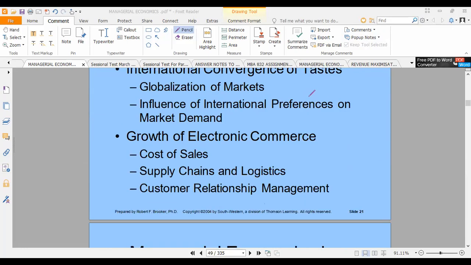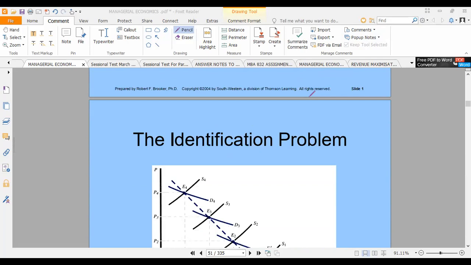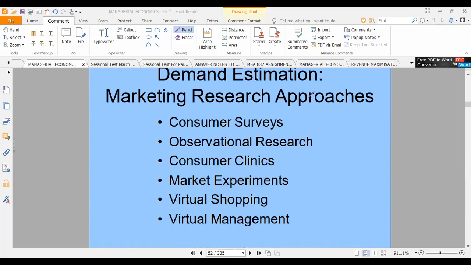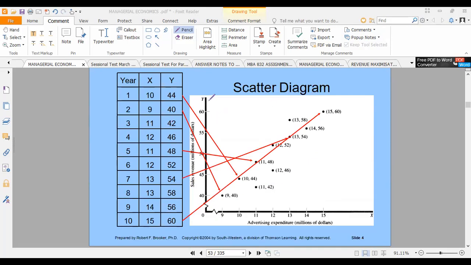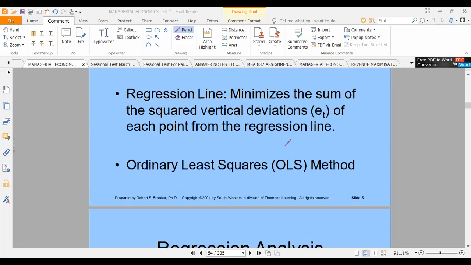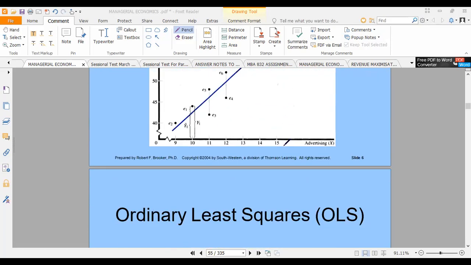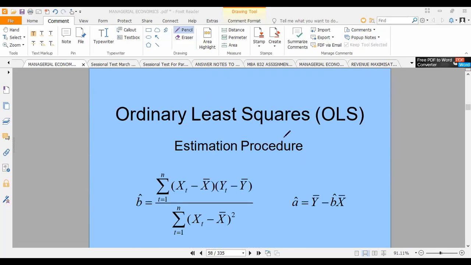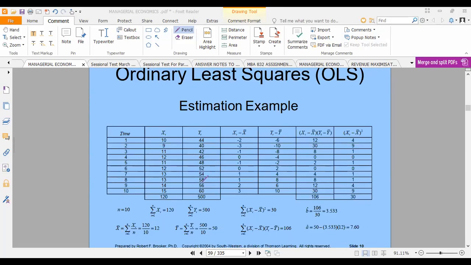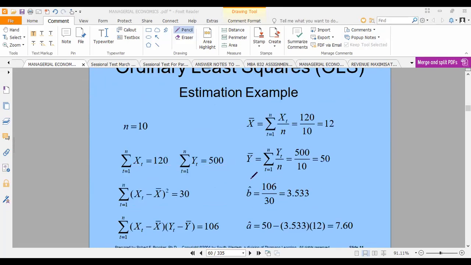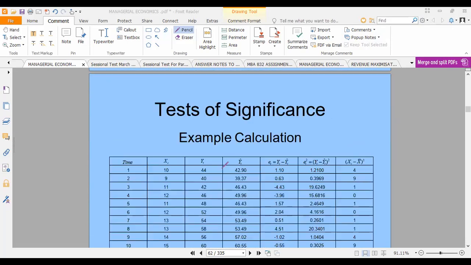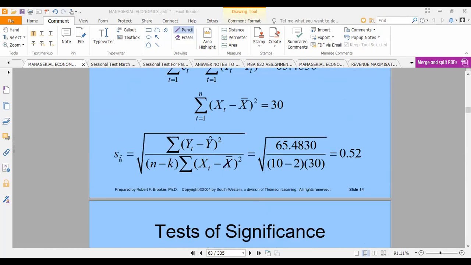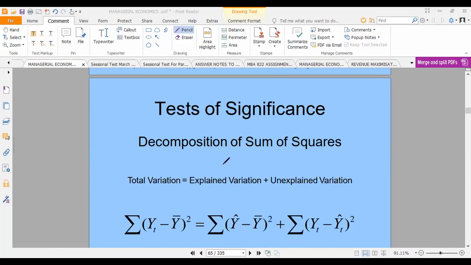So read on estimation and forecasting, where we're going to look at how we're able to forecast using regression, how we're able to use the regression equation to forecast sales, and also how we're going to use the test of significance. So this is our next lecture.